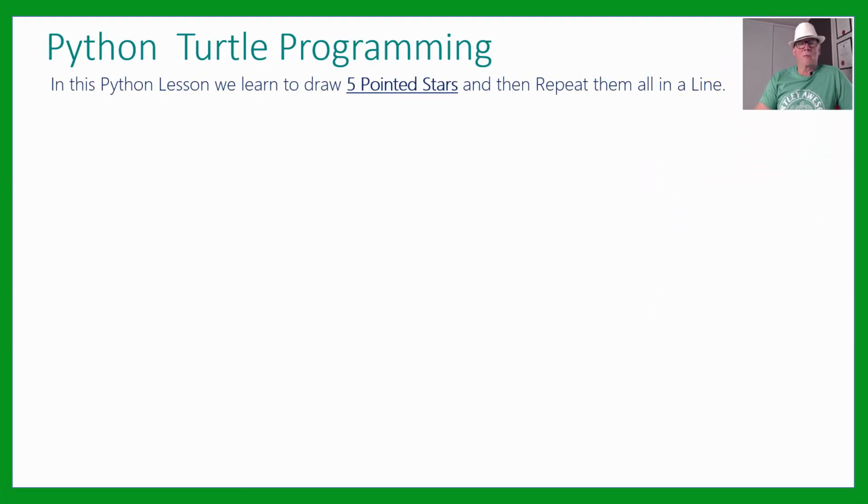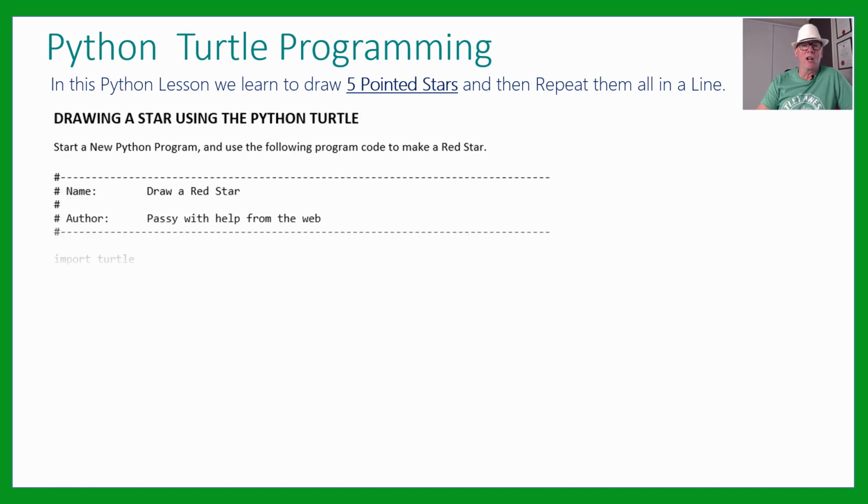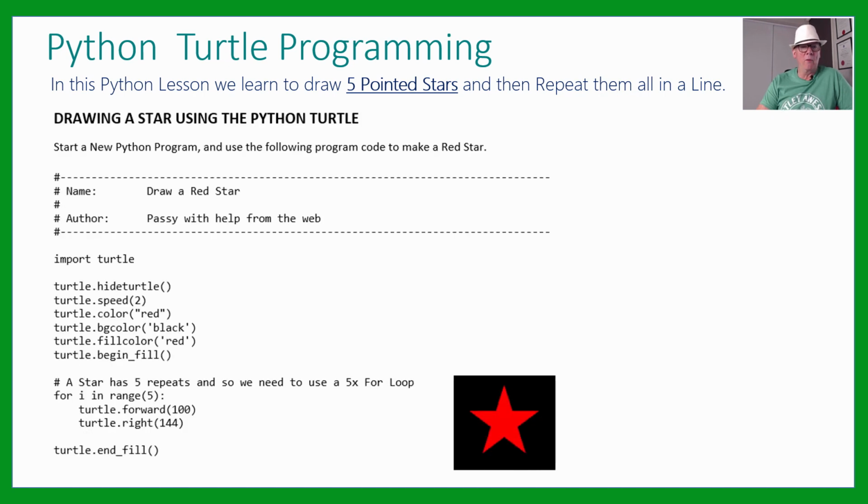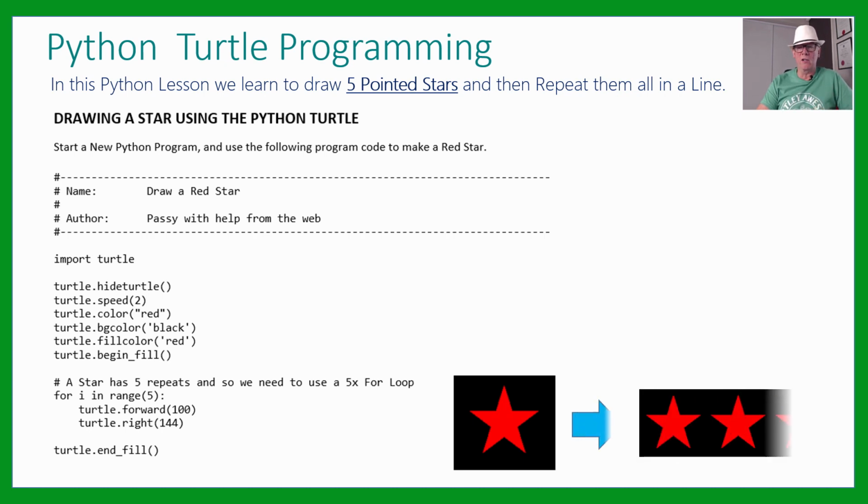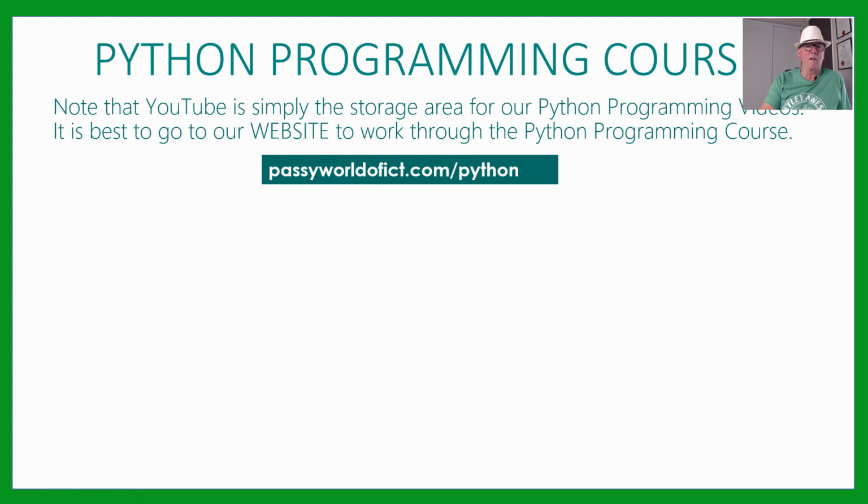Okay, so in this lesson, we're going to learn how to draw 5-pointed stars and then make them repeat in a line next to each other so that we can have more than one thing on our drawing board. There's a program that we're going to use to draw a red star, which we'll talk about shortly. And once we've got one star drawn, we're just going to modify the program to do some repeating so that we can get 3 stars repeated and have the turtle move so that they go in a line across the page, just like that. And that's going to be improving our Python skills with some more programming.